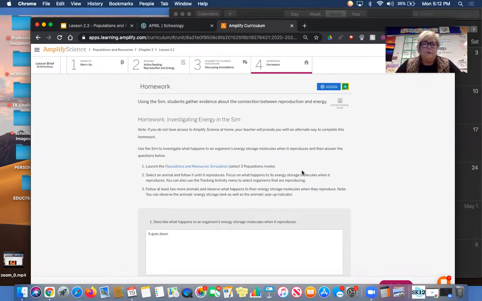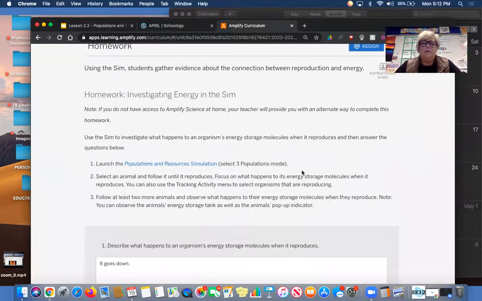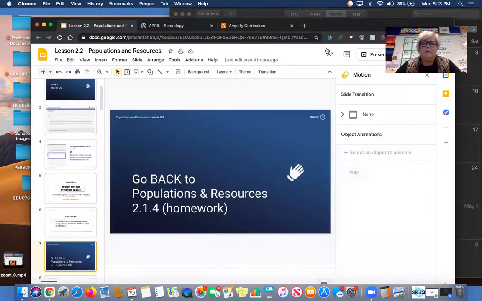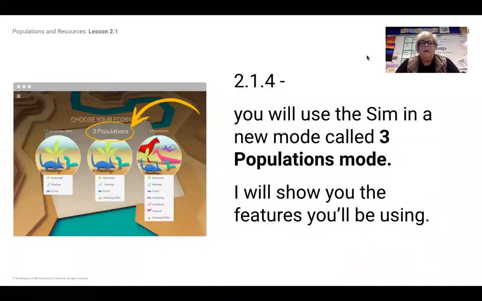What we're going to do is a little bit of investigating in the sim. I want to come back over here to my presentation to explain what you're going to see. Let's go ahead and open up your app for populations and resources. You are going to use the mode in the middle called 3 populations. Go ahead and click on that.